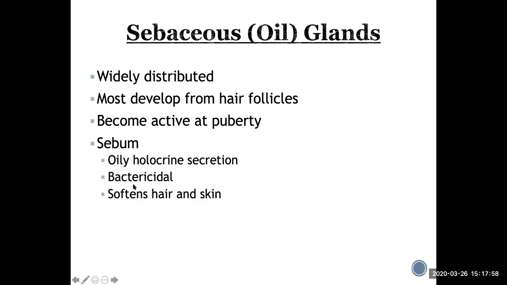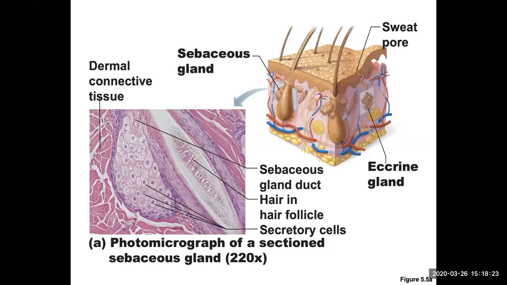The sebum of sebaceous glands is bactericidal, which is kind of cool, right? So that's part of the biological protective barrier that your skin provides. Those exocrine glands open up onto the skin surface, sebum reaches the skin surface, and it actually helps protect us against certain forms of bacteria. And then again, it softens the hair and the skin, so it keeps our hair and skin from drying out.